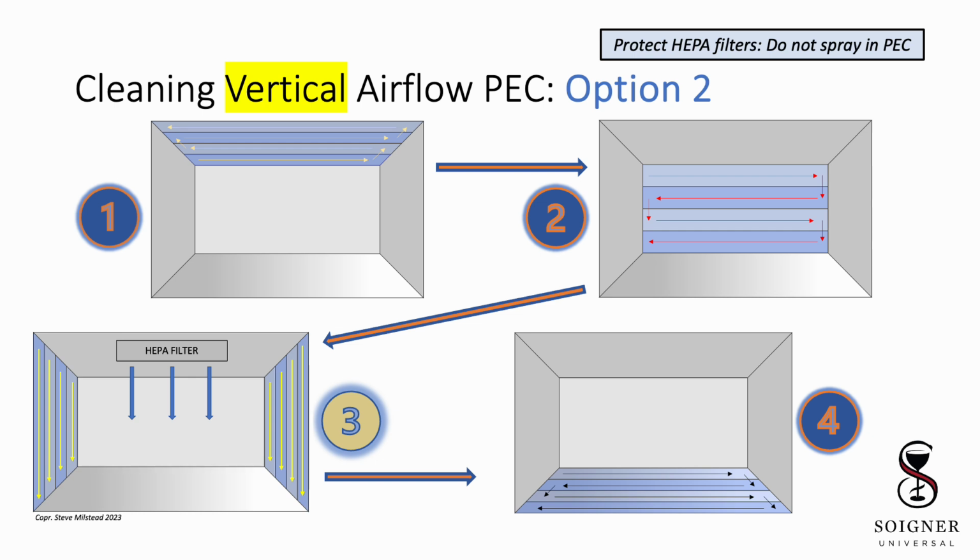Option 2 is a more accepted method for cleaning an open vertical laminar airflow PEC. Again, the order of cleaning is the same, with the ceiling, then the back, then the walls, and finally the work surface. However, the walls in step 3 are wiped using a unilateral downward stroke starting from the back of the PEC and moving outward with each overlapping stroke.